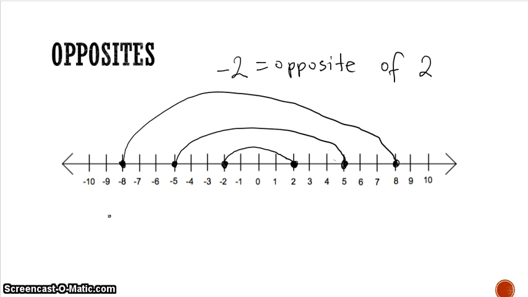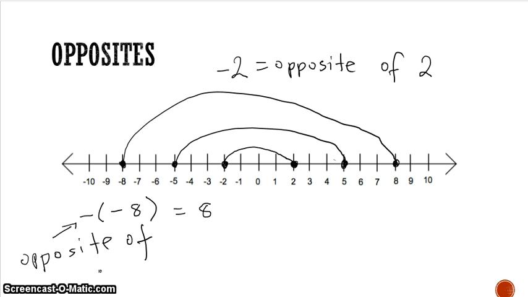Now, don't let it confuse you, because sometimes you will see things like the opposite of -8 written with two negative signs. Well, what the heck does this mean? Read your negative sign as the word opposite. Opposite of -8. Well, what is the opposite of -8? We just talked about it. It's positive 8. So read this as opposite of -8 equals positive 8.